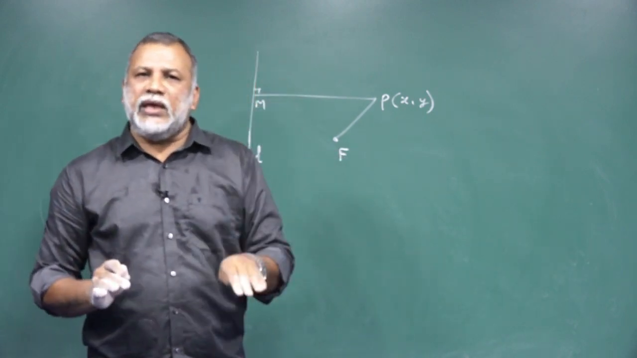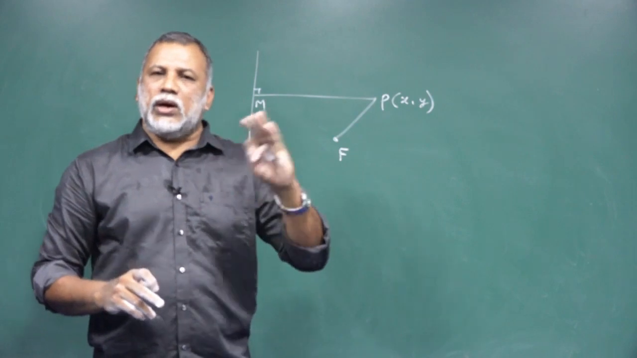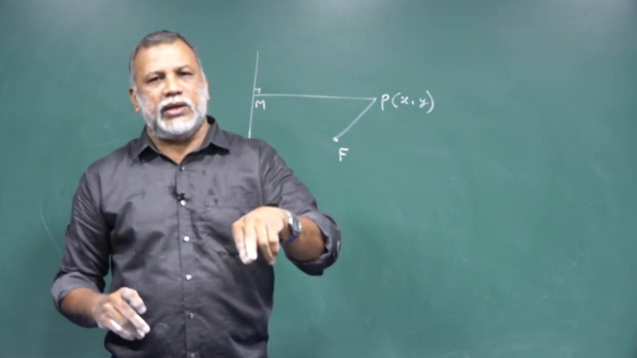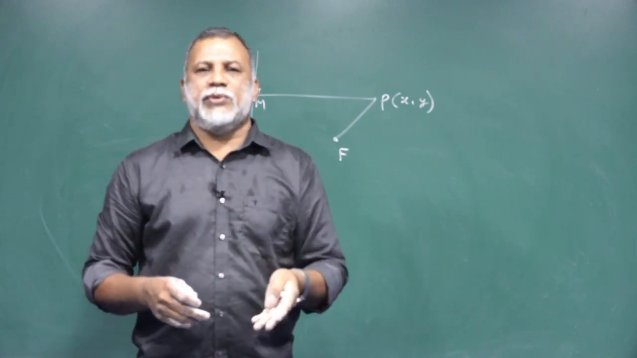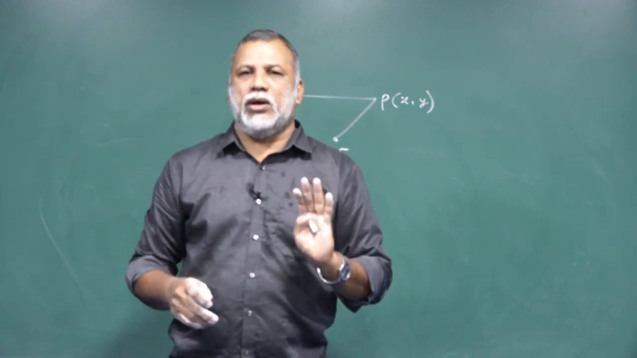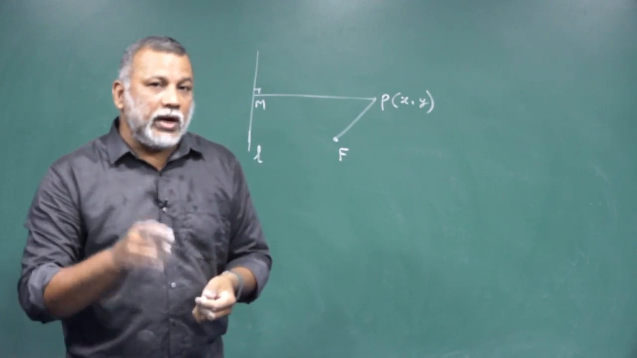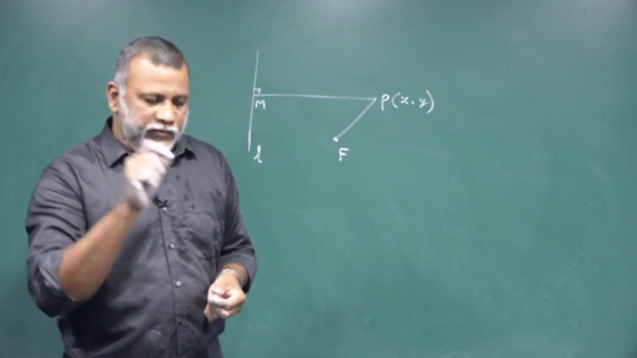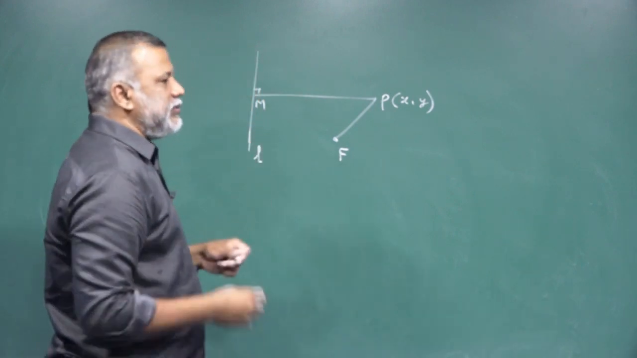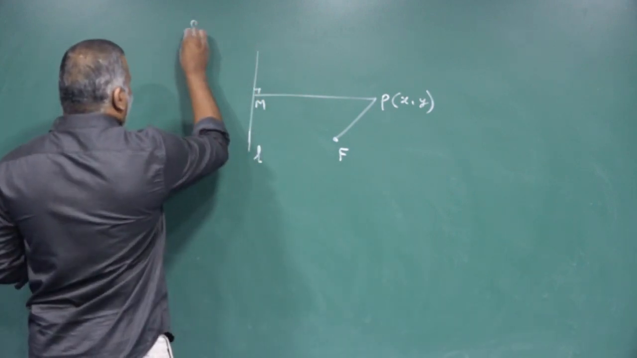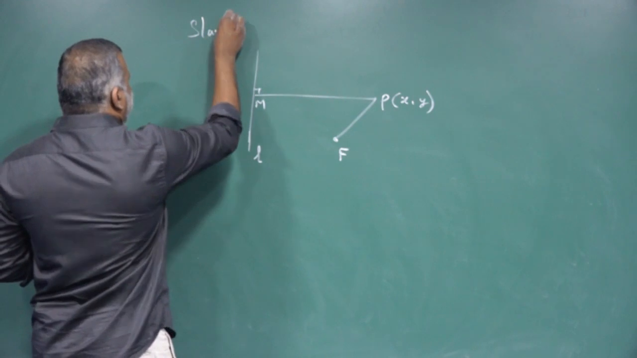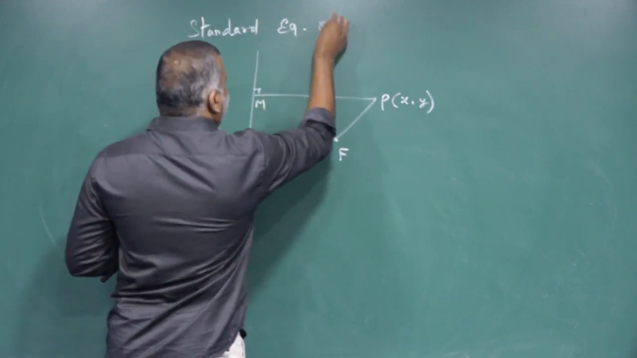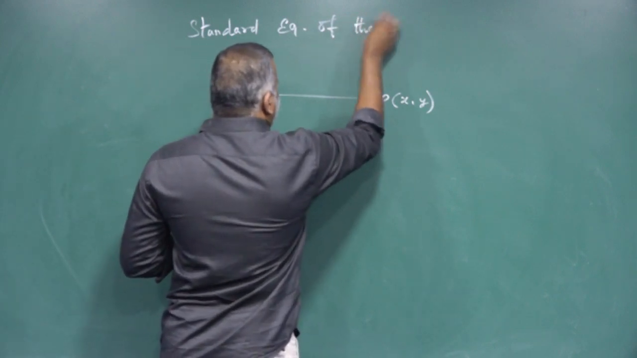Then the value of e depends on three cases. One value is 1, which is a parabola. Less than 1 is an ellipse. Greater than 1 is a hyperbola. So far we discussed this. Now we are going to work out the standard equation of a parabola with the help of this one.